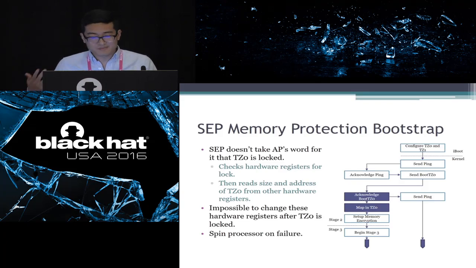So SEP doesn't take AP's word for it that TZ0 is locked. Once TZ0 is locked, it's impossible to change the size and location of it. So first the SEP checks if TZ0 is locked from the hardware registers that it shares with the AP, and then it reads the size and address of TZ0 before continuing.